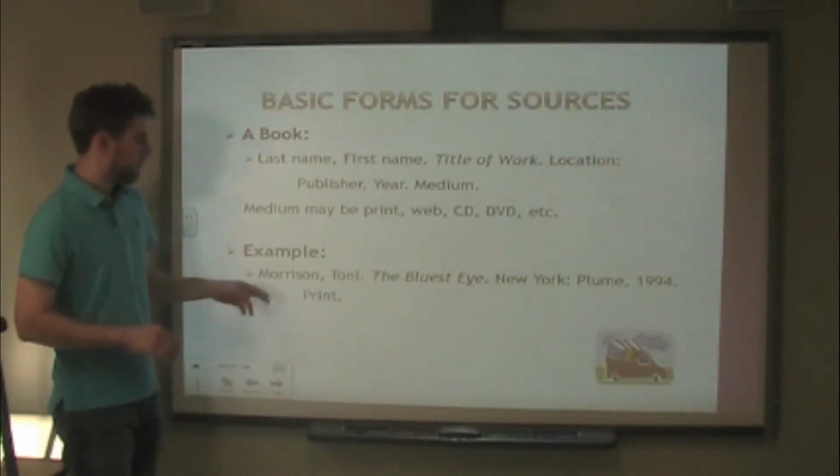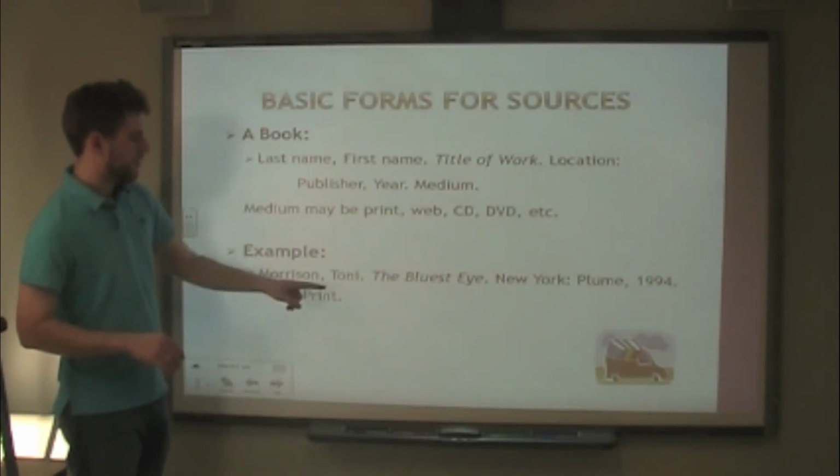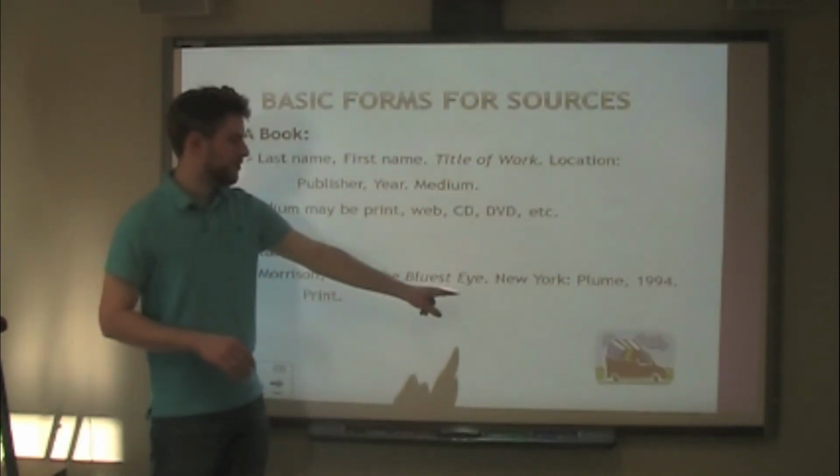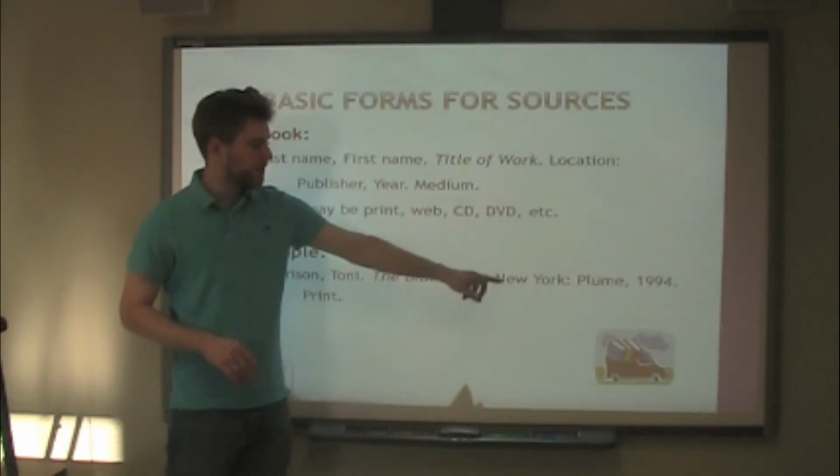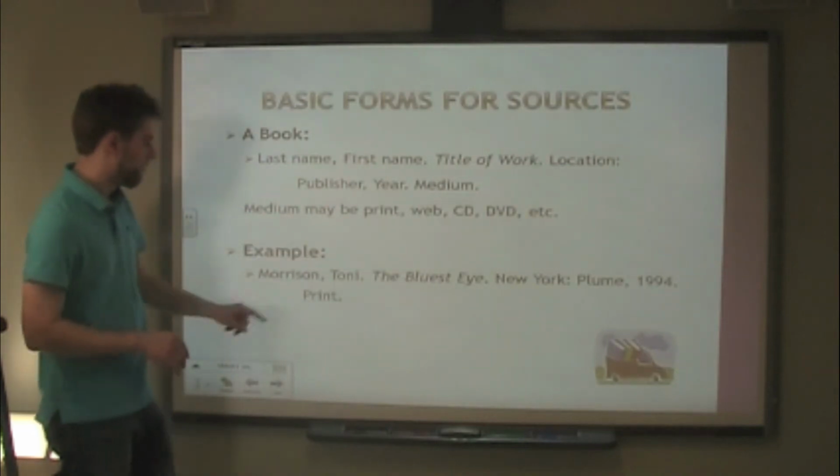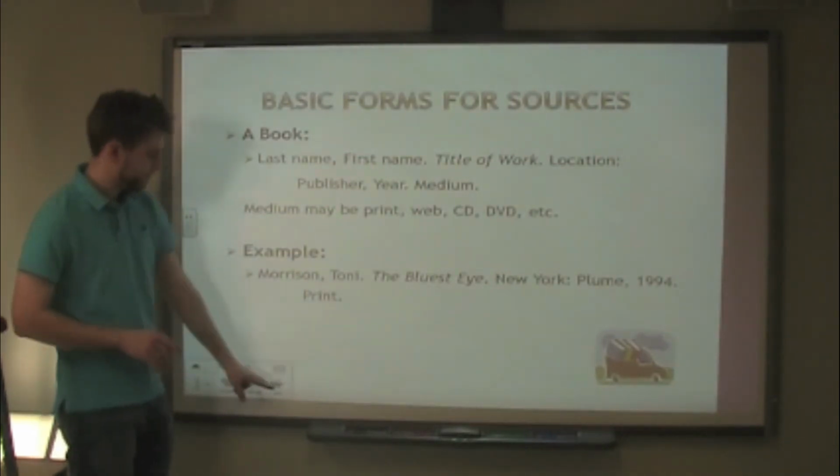And here we have an example. We have Morrison, Toni. The title of the book is The Bluest Eye, printed in New York by Plume in '94, and we have a print copy.